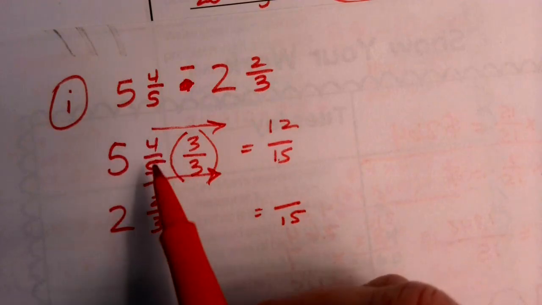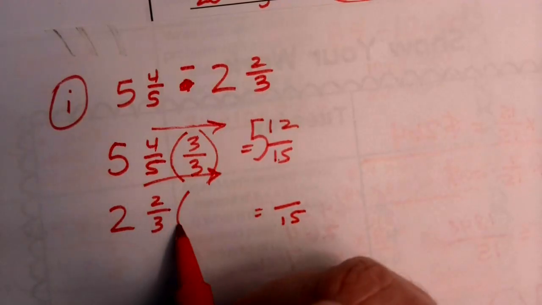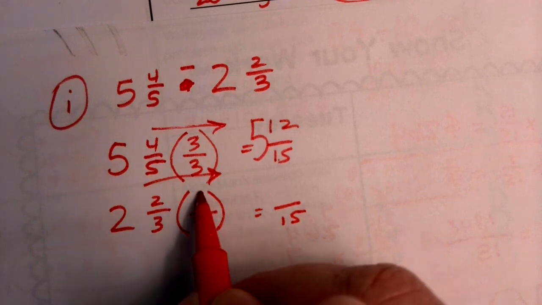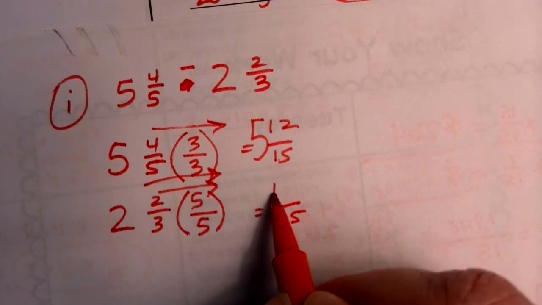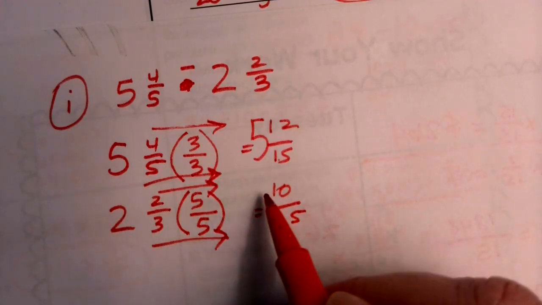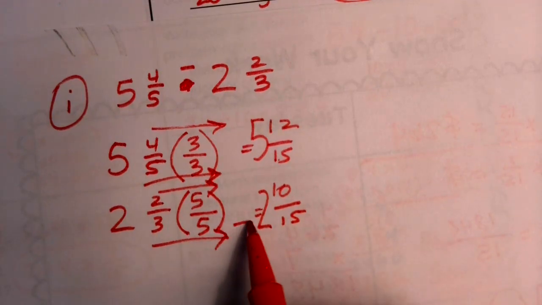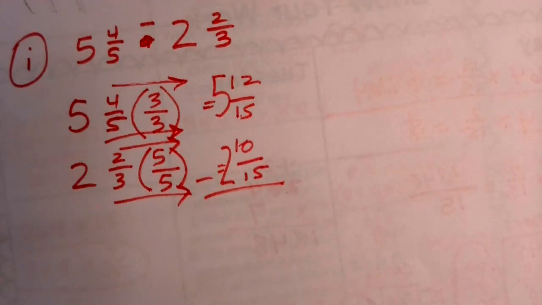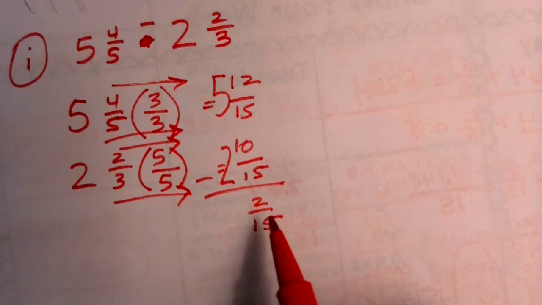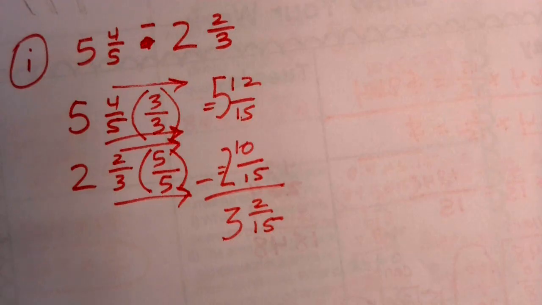Now, 5 and 4/5 equals 5 and 12/15. Now here we're going to multiply our 3 times our opposite denominator 5. So we're going to multiply our numerator by the same thing. 2 times 5 is 10, and of course we already have our denominator. Well, 2 and 2/3 means the same thing as 2 and 10/15. So those are the same. Now we can subtract because we have a common denominator. If I have 12/15 and I lose 10/15, I have a difference of 2/15. And 5 minus 2 is 3. So my answer to this question is 3 and 2/15.